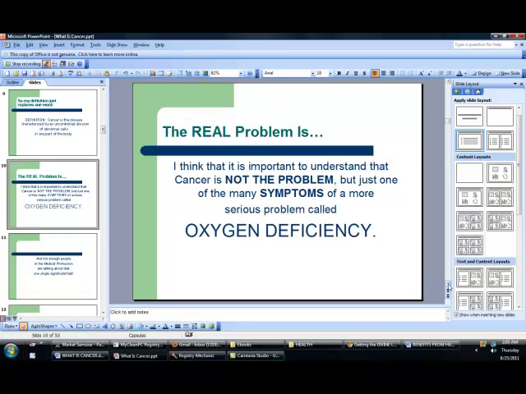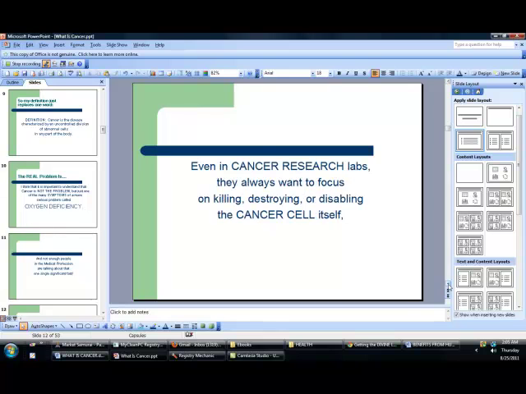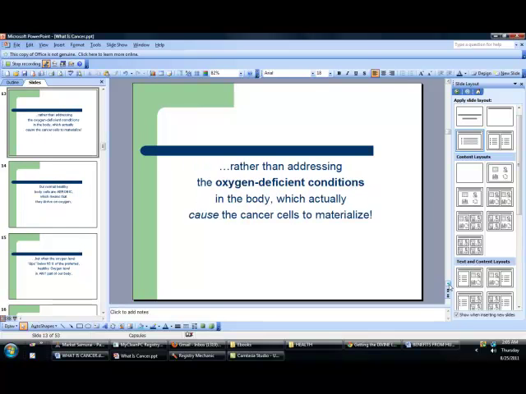I think that it is important to understand that cancer is not the problem, but just one of the many symptoms of a more serious problem called oxygen deficiency. And not enough people in the medical profession are talking about that one single significant fact. Even in cancer research labs, they always want to focus on killing, destroying, or disabling the cancer cell itself, rather than addressing the oxygen deficient conditions in the body, which actually cause the cancer cells to materialize.